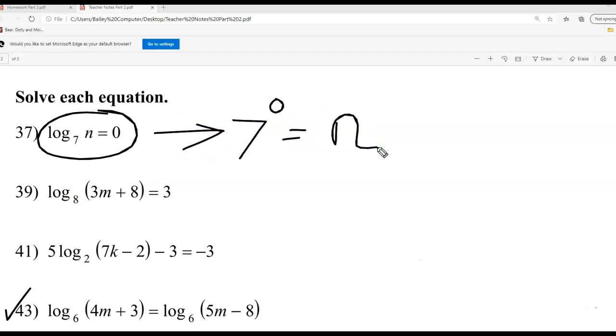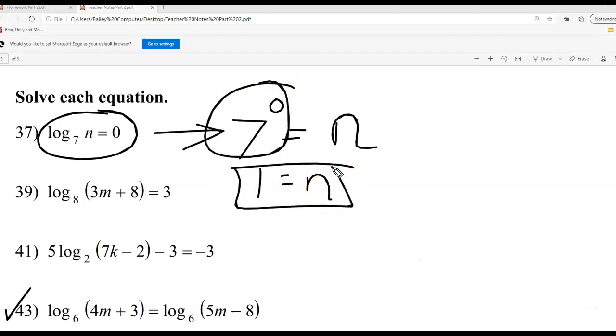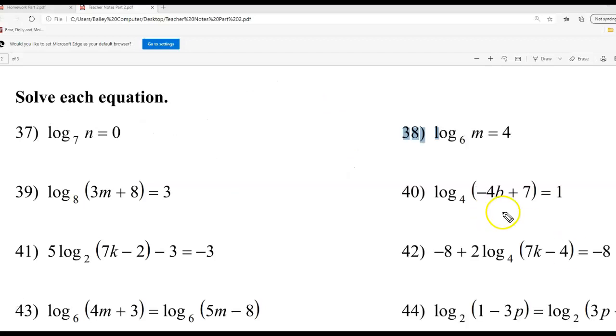And then after that, you just simplify or solve. So in this case, anything to the 0 power is 1. And so what that means is that n has to equal 1. Okay, and that's it. It's that simple, the basic one. But that main move there where you change it to exponential form, that's something you're going to do on every problem.